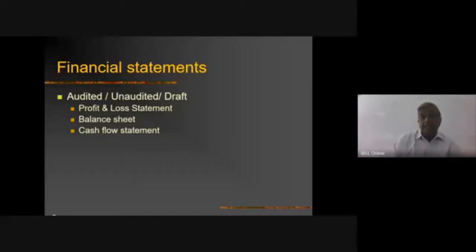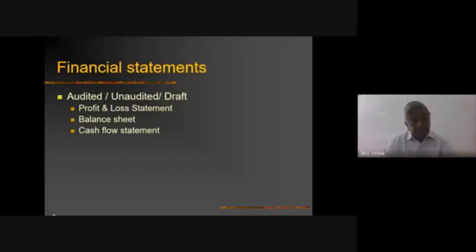And we should know the meaning of audited, unaudited, or draft. People say audited financial statement, unaudited, or draft. So what is the meaning of each? In the case of financial statements, the annual financial statements for the past years, we call operating financial statements. The financial statements of what has happened in the past years are called operating financial statements.